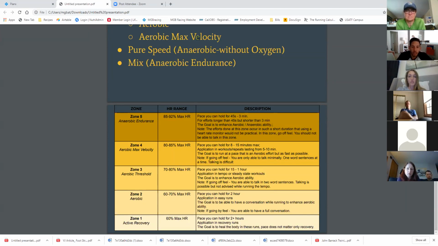So the next zone we're going over is zone 4, and this is our bread and butter as OCR athletes. This is where we need to be most of the time with training, and this is our Goldilocks zone right here. 80 to 85% of max heart rate for a duration of, I put 8 to 15 minutes, but usually it's 5 to 15 minutes.